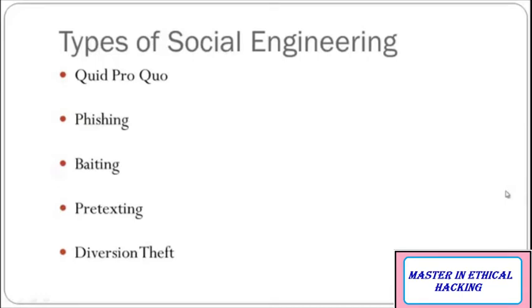Quid pro quo is something for something. You call random numbers at a company claiming to be from technical support. Eventually you will reach someone with a legitimate problem, and they will be grateful that you called them back. They will follow your instructions. The attacker will then help the user, but will really have the victim type commands that allow the attacker to install the malware. That's what is done in the background.